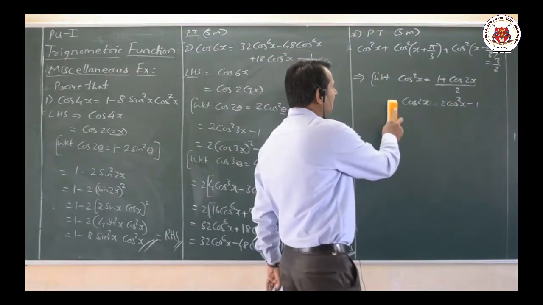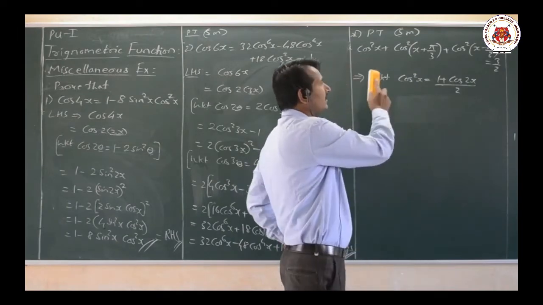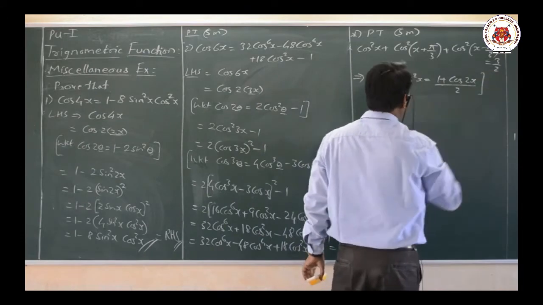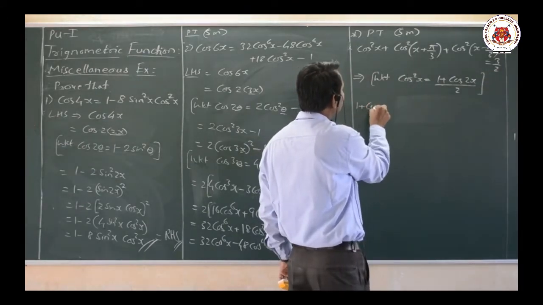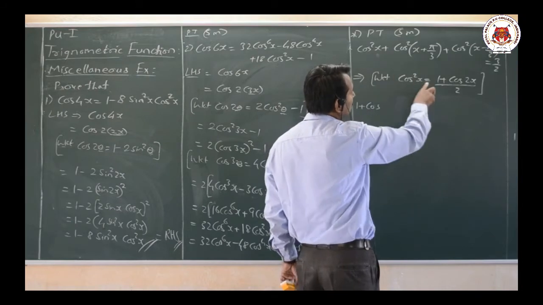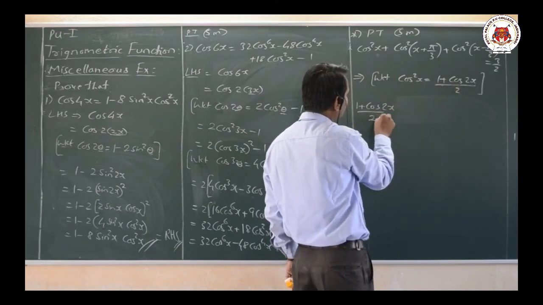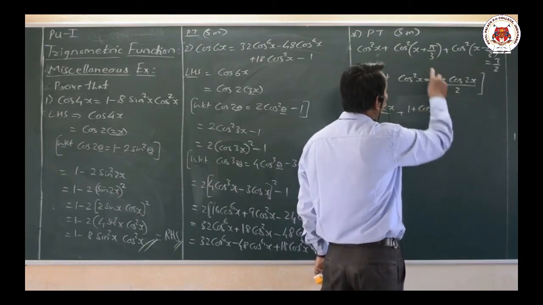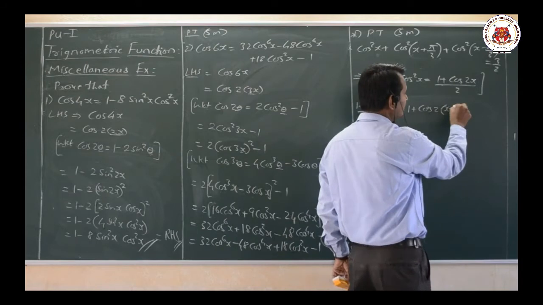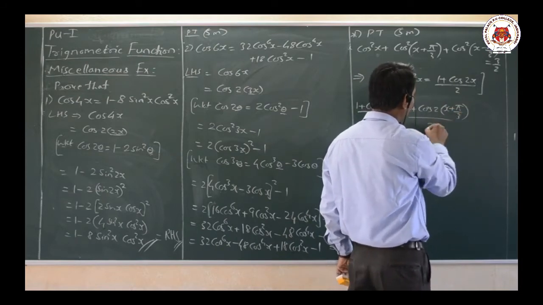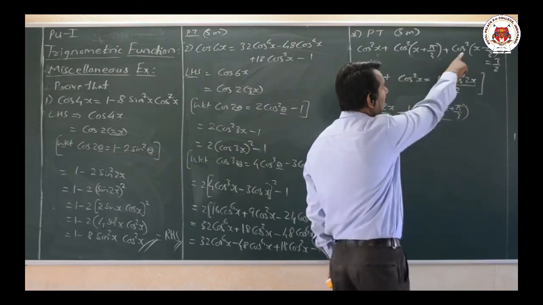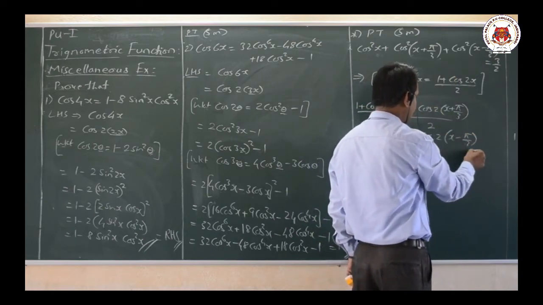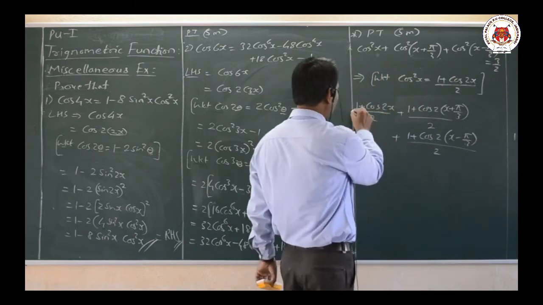Now here, in each and every part, wherever we have cos square, I will make use of this particular formula. What we get is (1 plus cos 2x) divided by 2, plus again the same, (1 plus cos 2 into (x plus pi by 3)) divided by 2, plus the last term, (1 plus cos 2 into (x minus pi by 3)) divided by 2. Okay, this is one part.